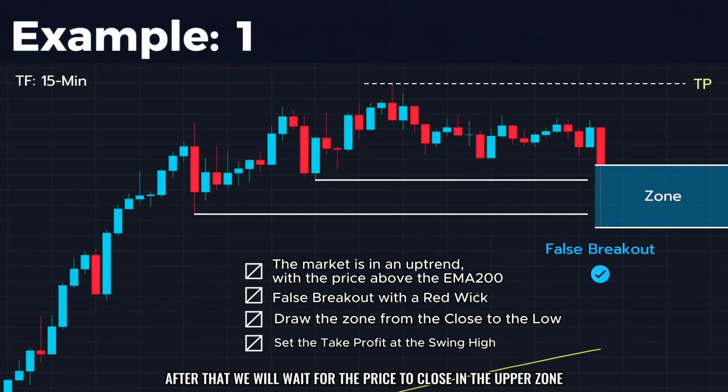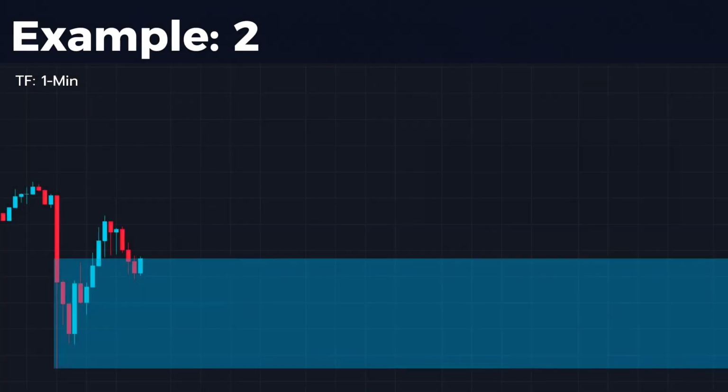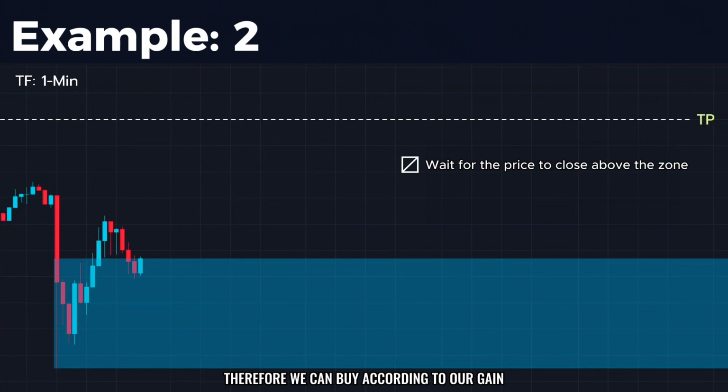After that, we will wait for the price to close in the upper zone. Wait for just 1 minute. The price will rise and close in the upper zone. Therefore, we can buy according to our rules because it is a big green candle. We buy in this area, mark the position.